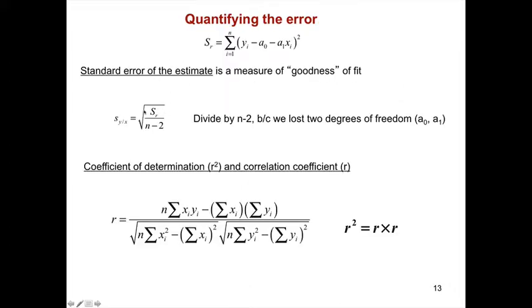So there are two numbers. One of them is basically normalizing this SR, this least sum SR that we were actually trying to minimize, with respect to the number of points that I have. And instead of dividing by n, we divide by n minus 2, because two of these so-called degrees of freedom we're actually looking for.